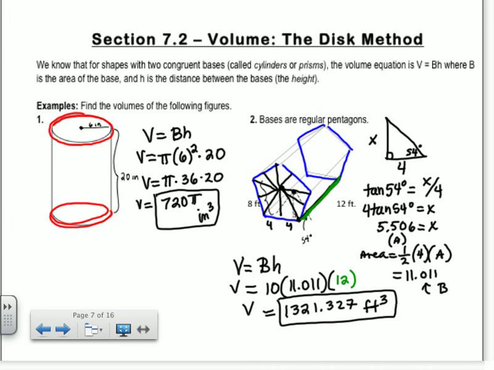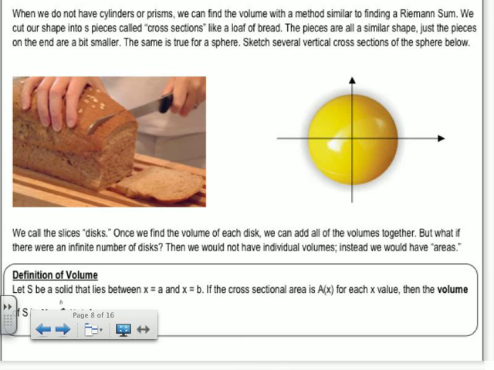Can we go back? Okay. Yeah, I have this nice drawing of bread.